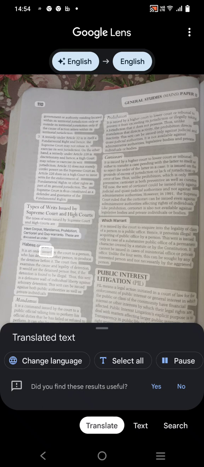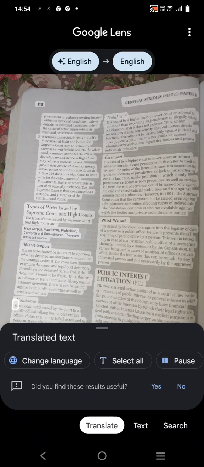It is an order issued by the court to a person who has detained another person to produce the detainee before it. The court then examines the cause and legality of detention. It would set the detained person free if the detention is found to be illegal. Thus, this writ is a defensive wall of individual liberty against arbitrary detention. This writ can be issued against both public authorities as well as private individuals.